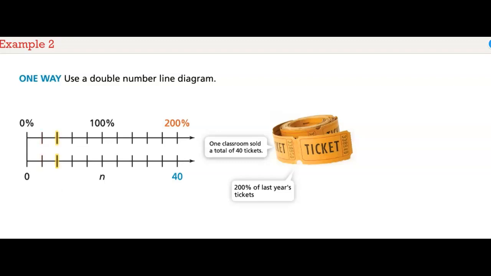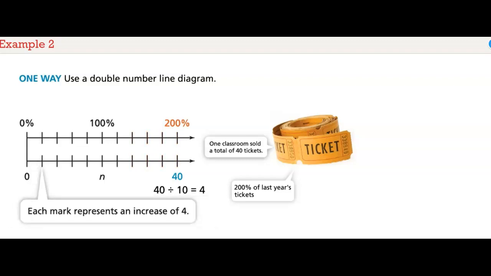Notice that the marks divide both number lines into two sections. 40 divided by 10 equals 4. So each mark represents an increase of 4 tickets. n and 100% are located at the fifth mark, so n is equal to 5 times 4, or 20. 100% is 20, and 200% of 20 is 40. The students sold 20 tickets last year.